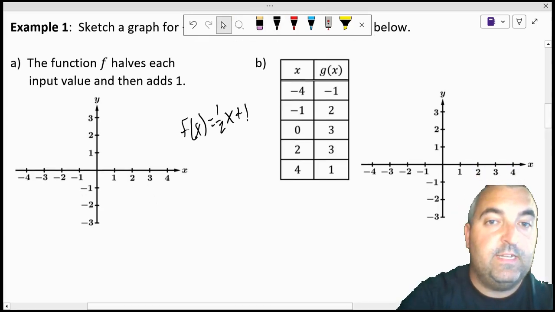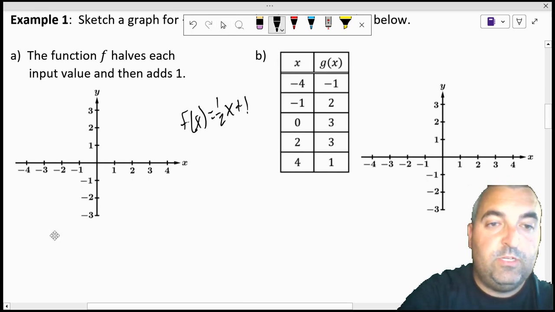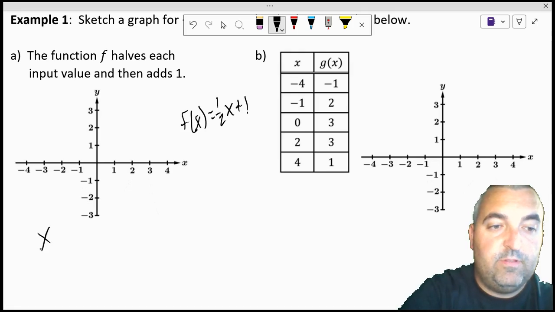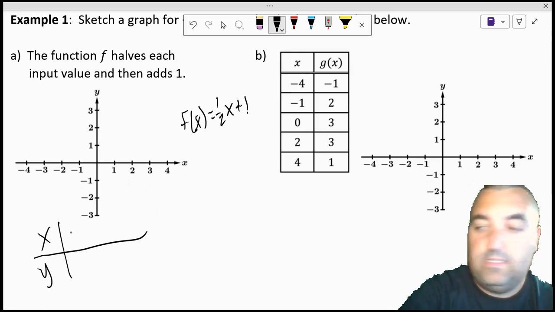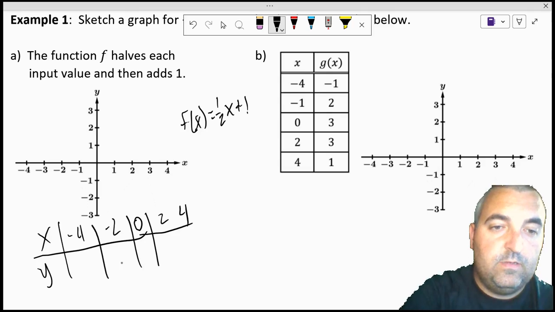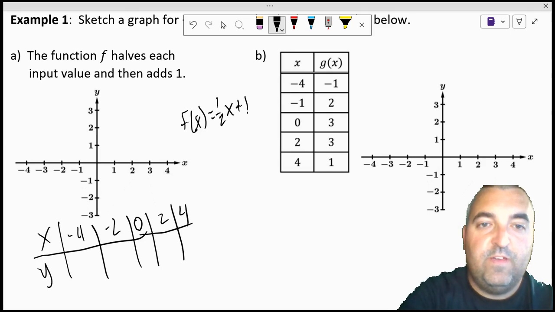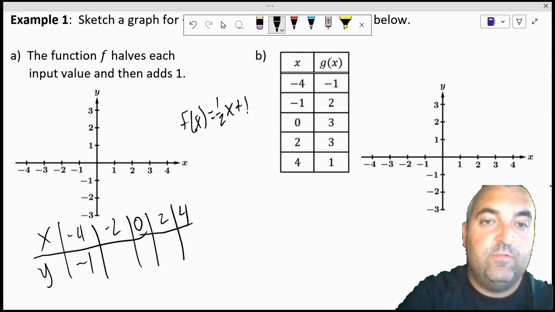We can graph this with lots of different methods. You can do a table of values like we have on the left side, or the right side for B. It's really up to you. I'm going to go ahead and do a table of values real quick. Just for the sake of space, I'm doing it horizontally. So I'm going to go from -4, and I'm going to go every 2 just because I know it's a linear function, kind of remembering some stuff.